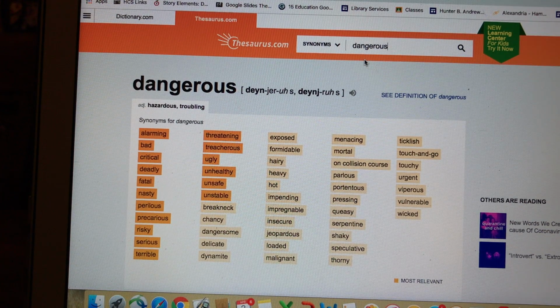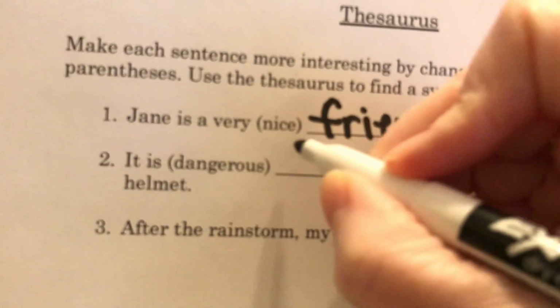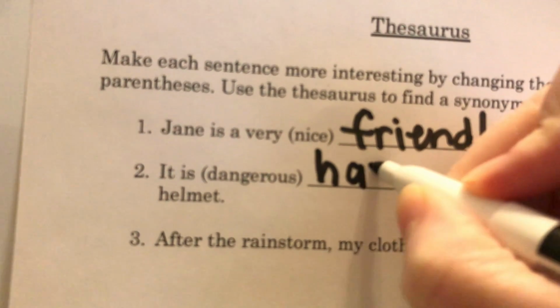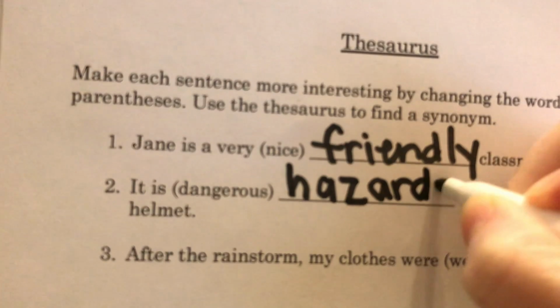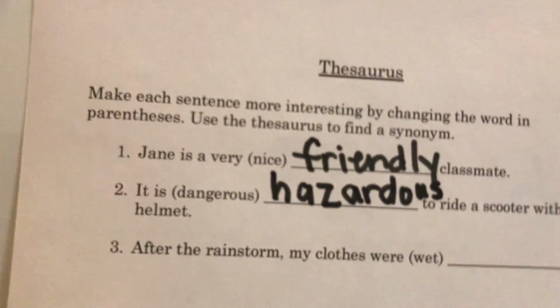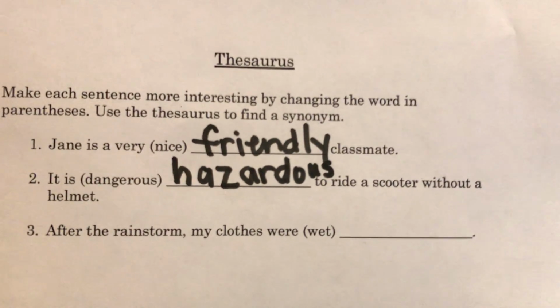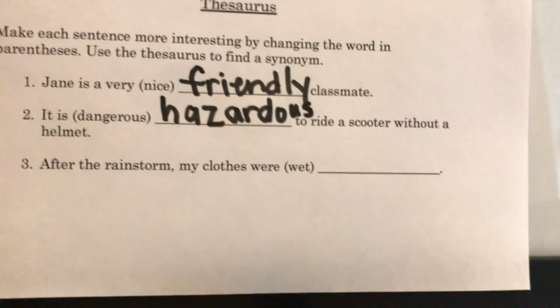So if we use hazardous, let's go over here, and we'll write in hazardous. So it is hazardous to ride a scooter without a helmet. So that would make it a little more interesting if you were writing that sentence.